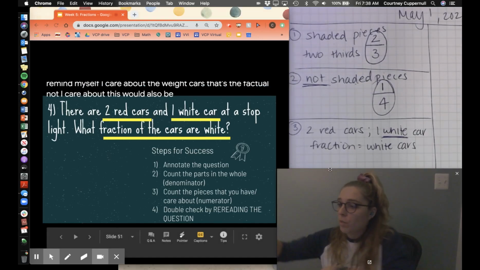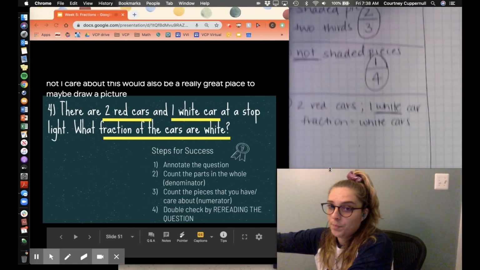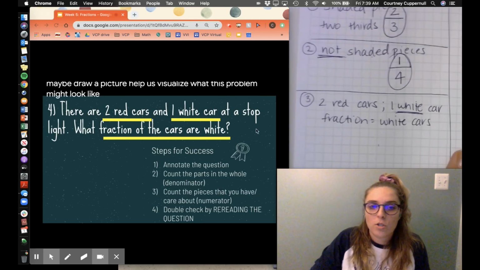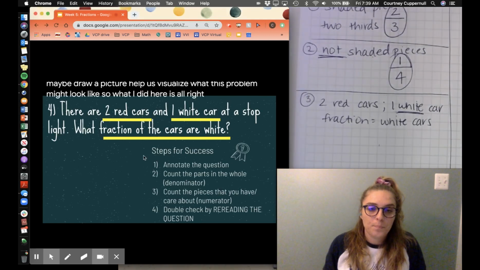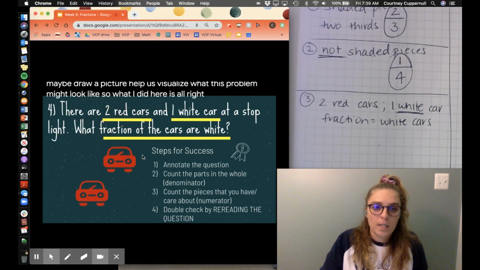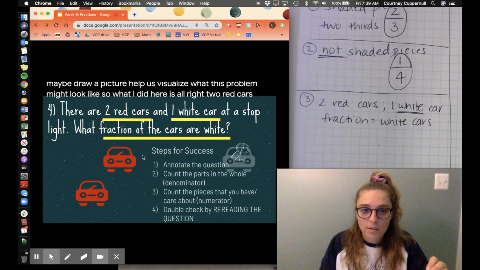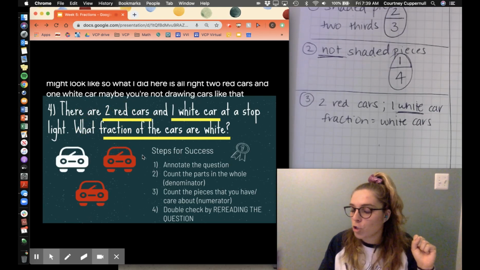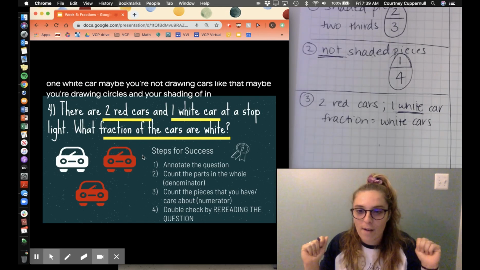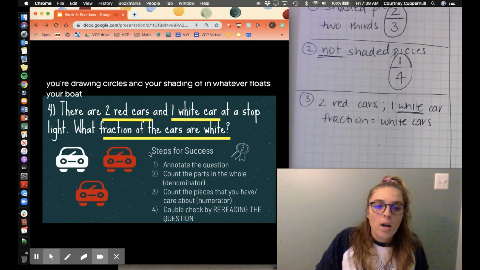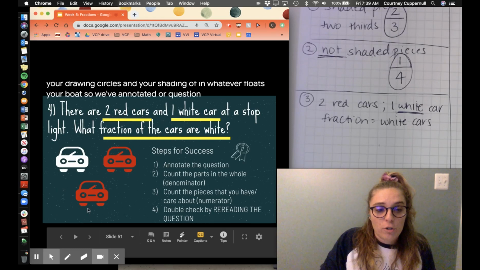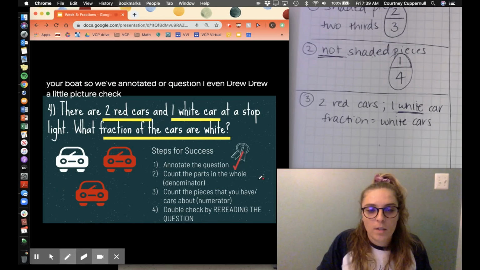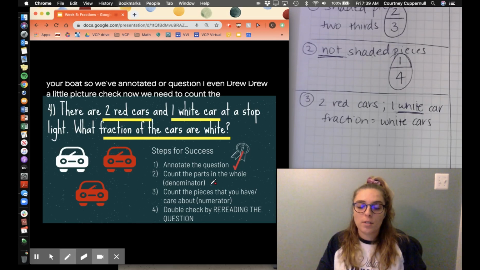This would also be a really great place to maybe draw a picture to help us visualize what this problem might look like. So what I did here is, all right, there's 2 red cars and 1 white car. Maybe you're not drawing cars like that. Maybe you're drawing circles and you're shading them in. Whatever floats your boat. So we've annotated our question. I even drew a little picture. Check. Now we need to count the parts in the whole.